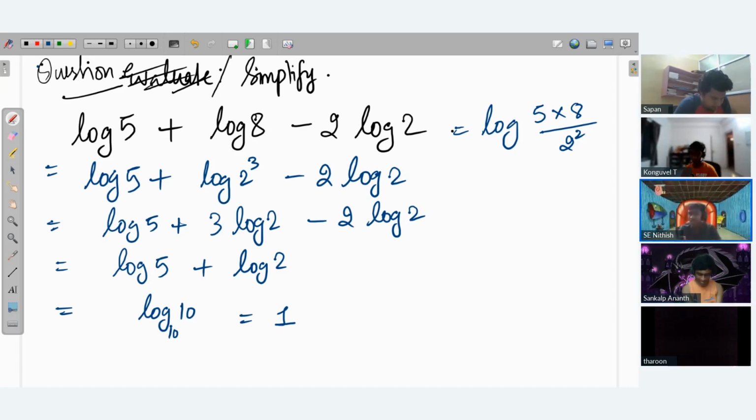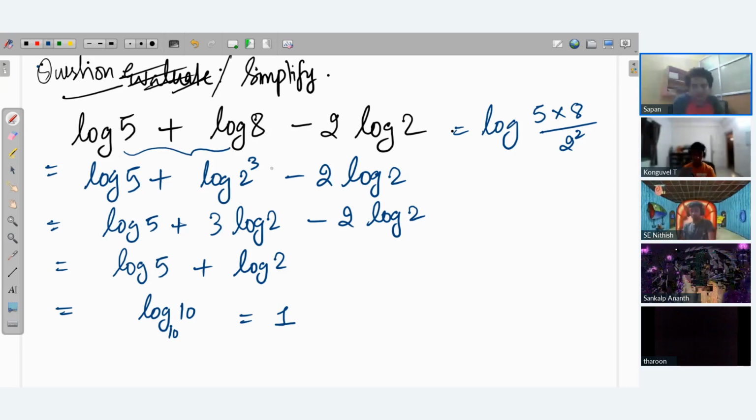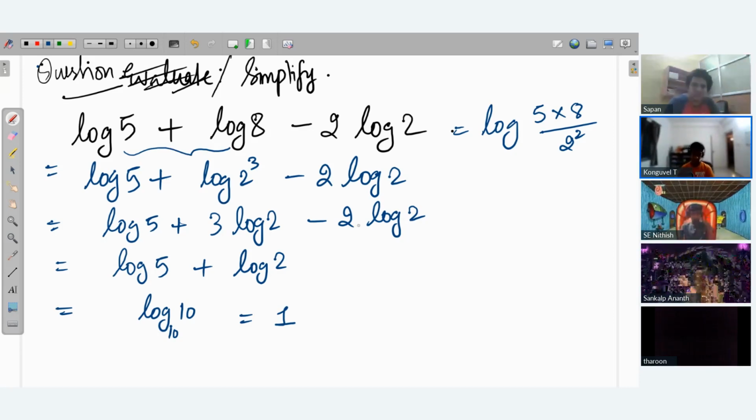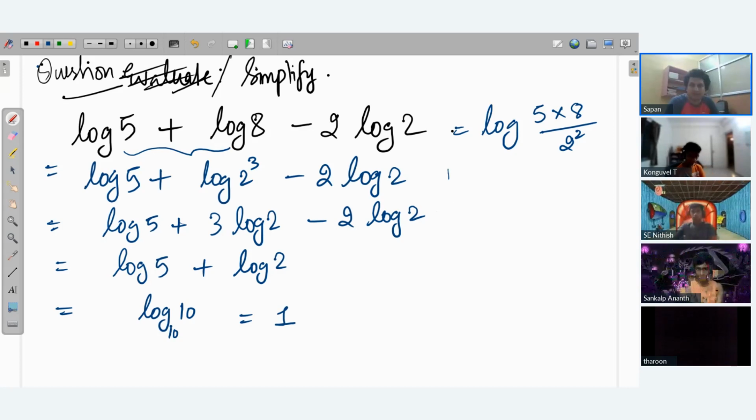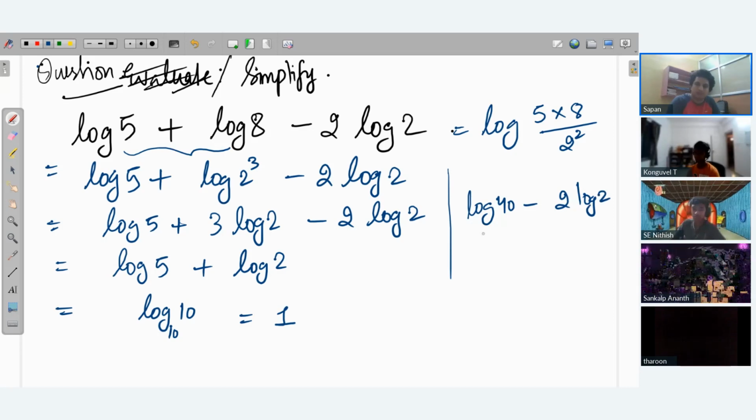Log 10, 40? Log 10 as base and 40. You don't have to tell log 10, just tell log. I got log 40 minus 2 log 2, which is equal to log 40 by 2 squared. According to laws, that is right, sir. This is much quicker. You can write it as log 40 minus 2 log 2. This is log 40 minus log 4.